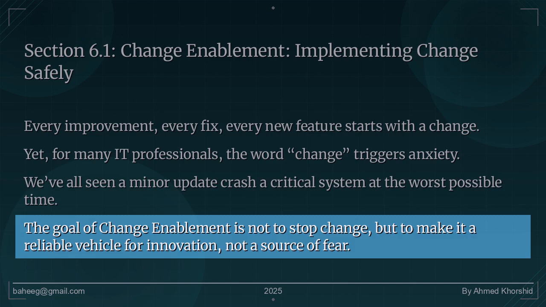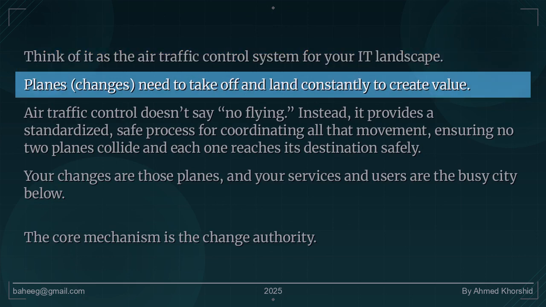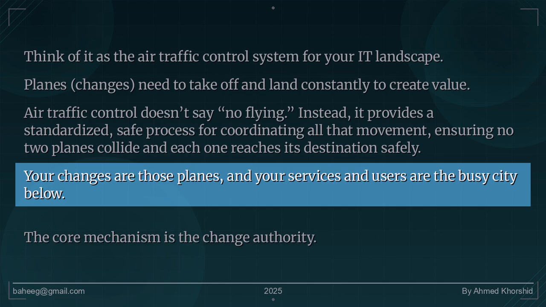The goal of change enablement is not to stop change, but to make it a reliable vehicle for innovation, not a source of fear. Think of it as the air traffic control system for your IT landscape. Planes, changes, need to take off and land constantly to create value. Air traffic control doesn't say no flying. Instead, it provides a standardized, safe process for coordinating all that movement, ensuring no two planes collide and each one reaches its destination safely. Your changes are those planes, and your services and users are the busy city below.